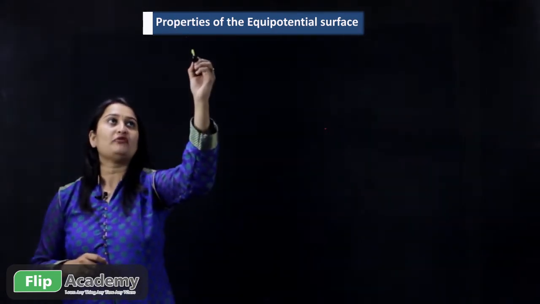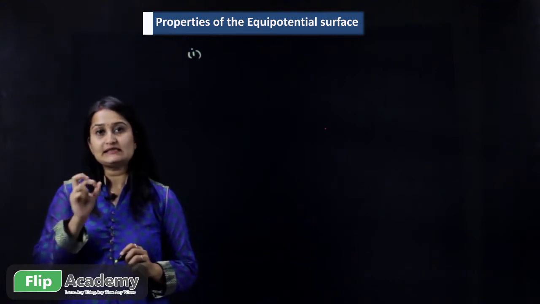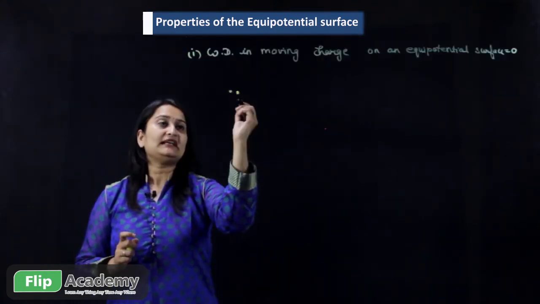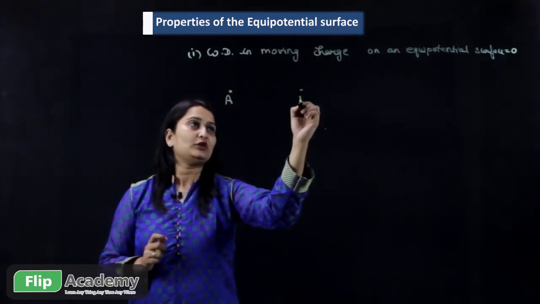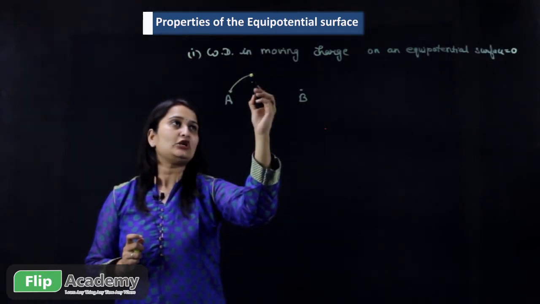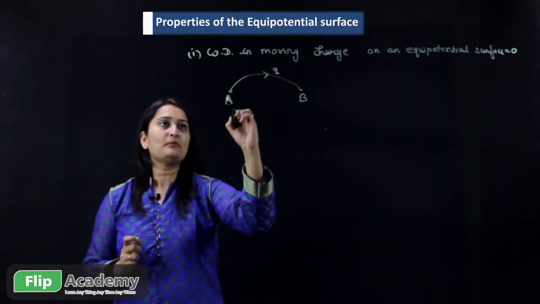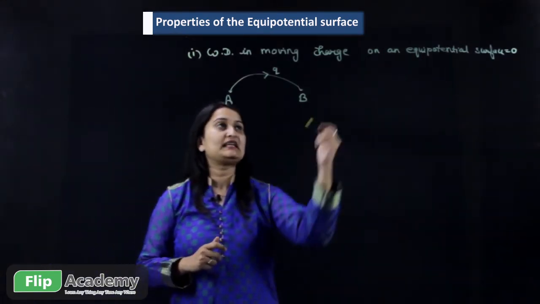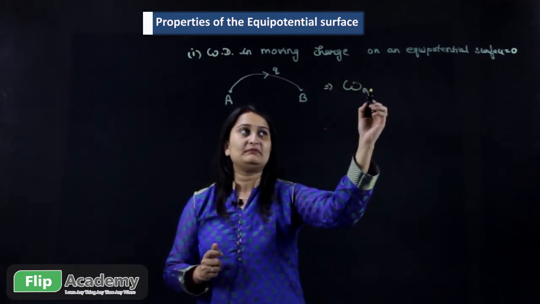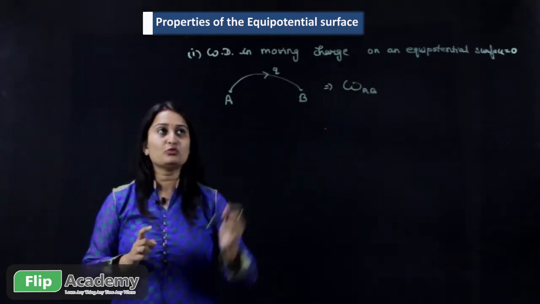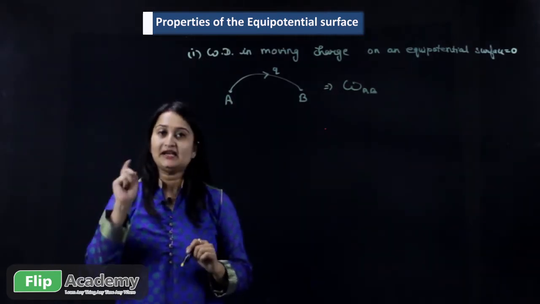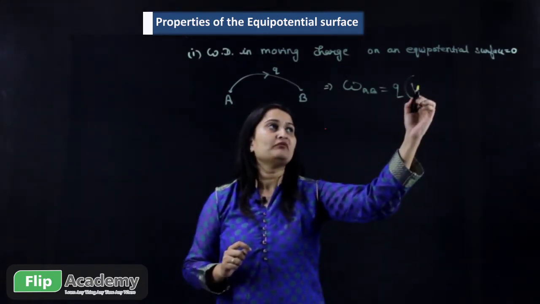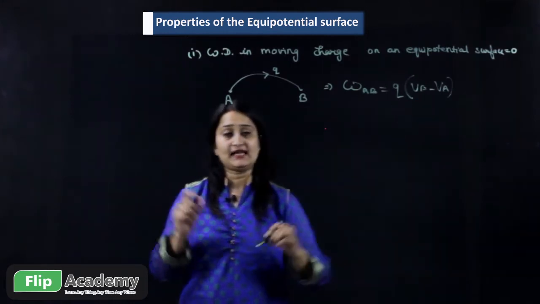The first property of the equipotential surface is that the work done in moving the charge on an equipotential surface is zero. What we have studied is that this is point A, this is point B. If there is a charge, let's say Q, and it has to move from point A to point B, so there is some work to be done. So the work done is given by a formula, that is W_AB, because the charge is moved from the point A to the point B, and it is given by the formula which is equal to Q, which is the charge, into (V_B minus V_A), that is delta V.